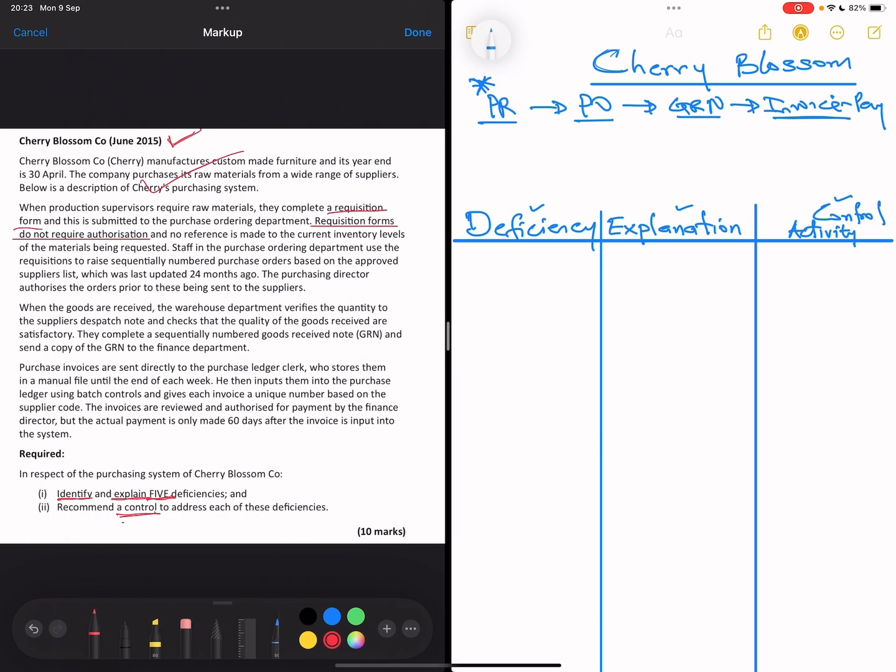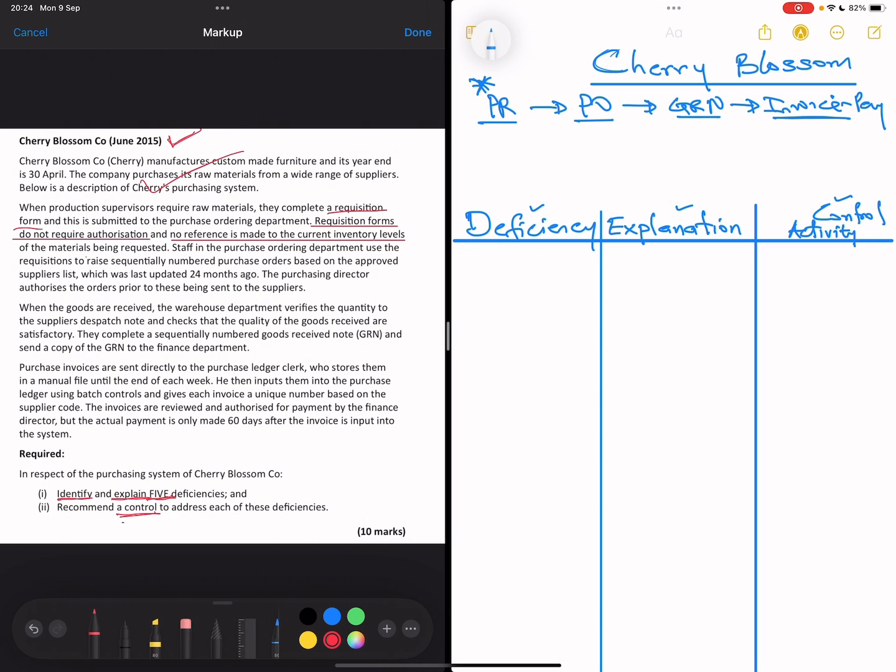Truly, we don't have the item in stock, right? So you can start seeing the problem. Let's continue reading. And no reference is made to the current inventory level. Exactly. That's another problem that we just discussed. Remember, let your mind go into what could go wrong. Remember those risks that we identify when we're talking about purchase cycle. We said there's a risk that we're buying things that we don't need, or we're buying things that is not for valid business purpose, or we're buying things that we already have.